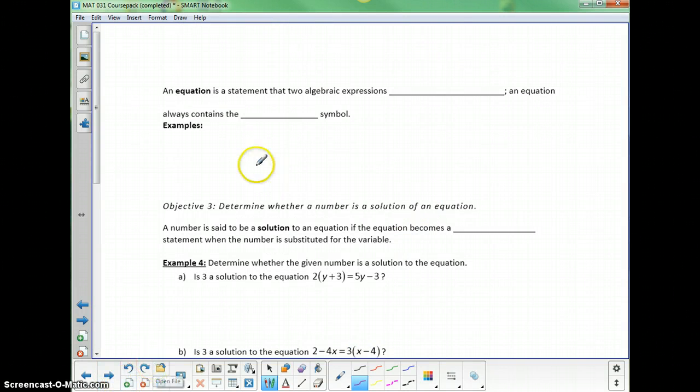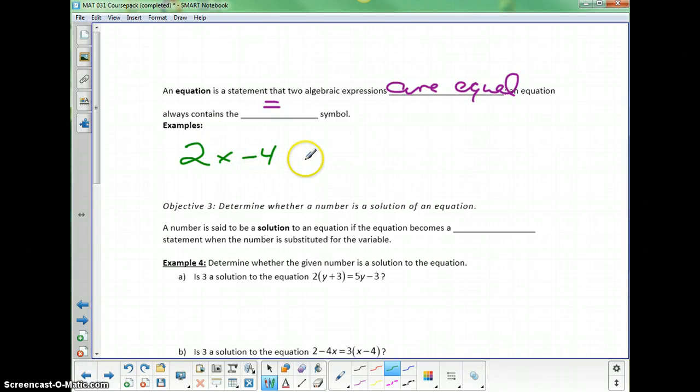Okay. Alright, next definition. An equation is a statement that two algebraic expressions are equal. And an equation will always contain the equal symbol. So in the last example, when we had an expression, the expression was something like 2x minus 4. There's no equal sign in that. If I want it to be an equation, I would set it equal to some other expression. So maybe 3x plus 1. Now we've got an equation. The equation must have the equal symbol.